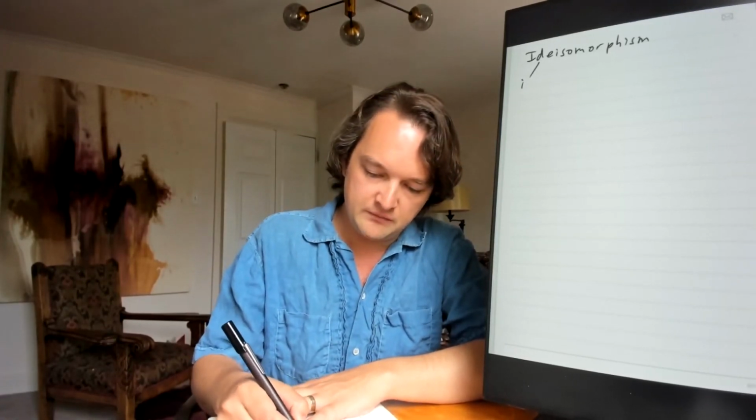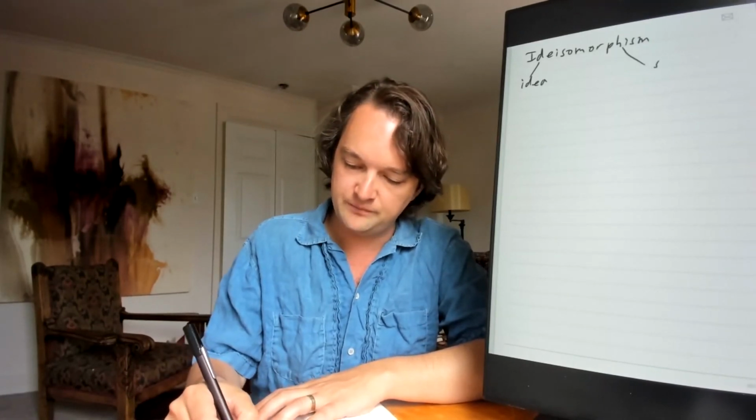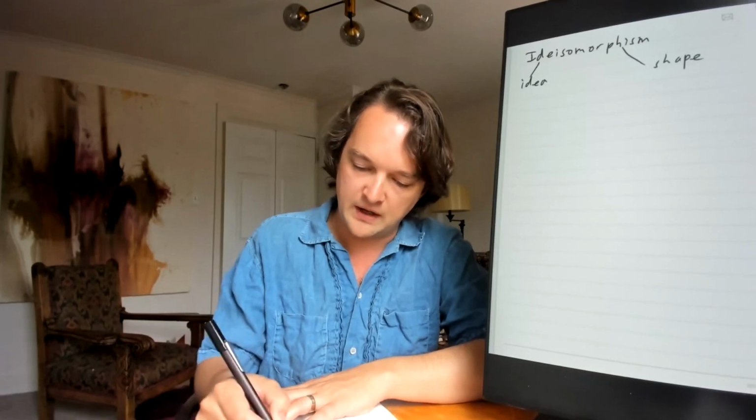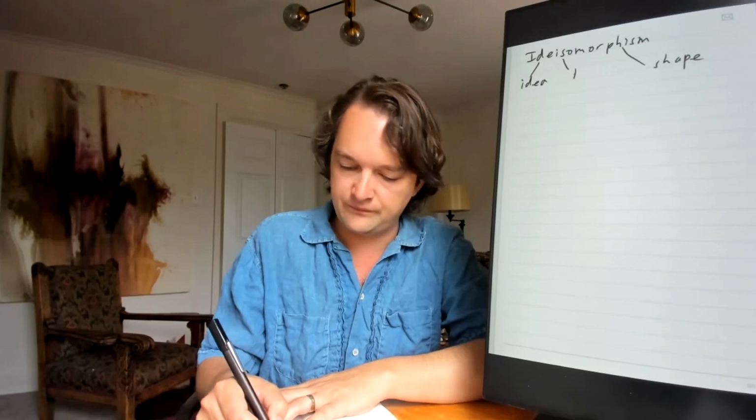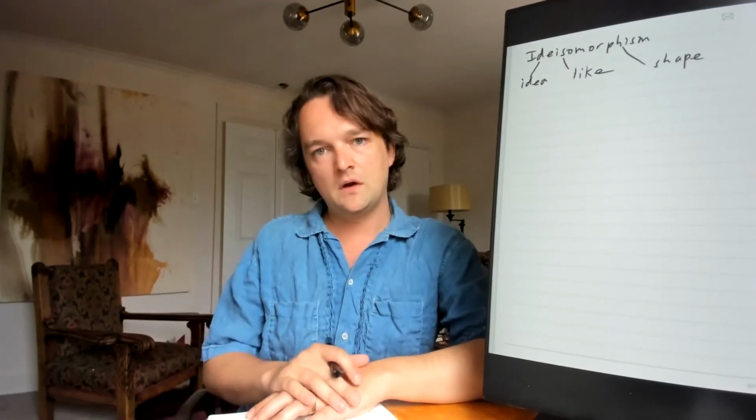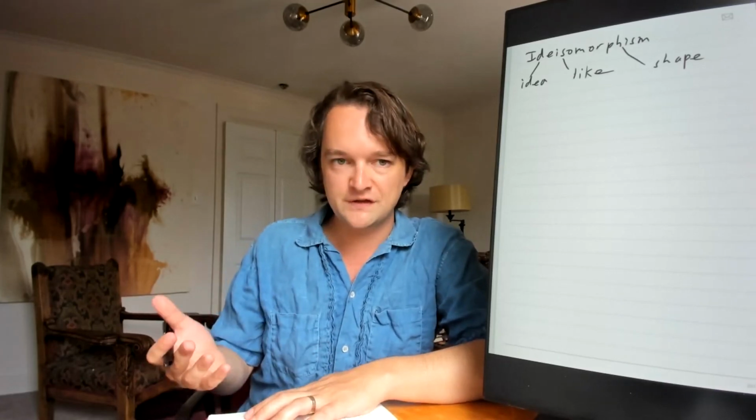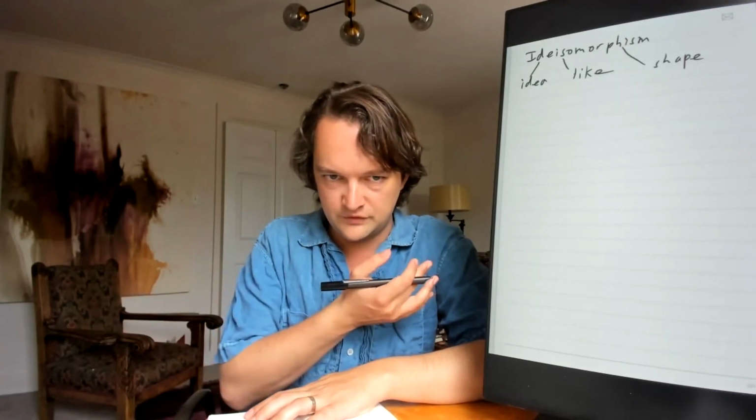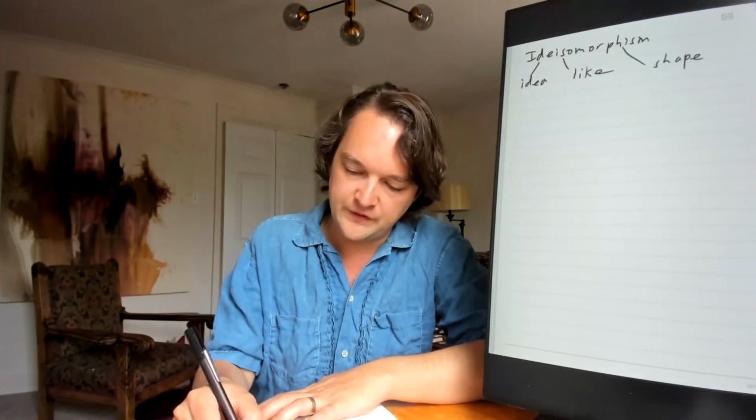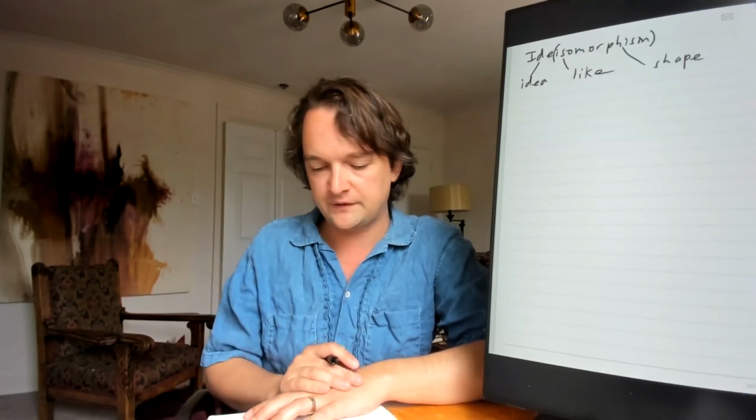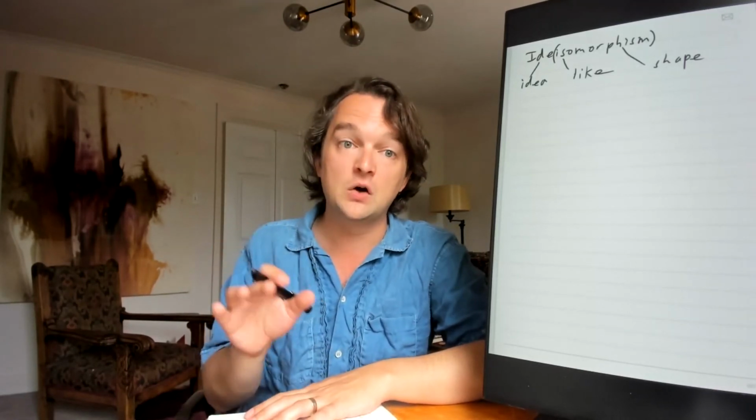Ideo means idea, or thinking, or thought. Morphism means shape. And iso means like. So at first blush, this just means shaped like human thought, just like what I was talking about earlier. But the useful thing about this word is that isomorphism has a narrower mathematical definition.